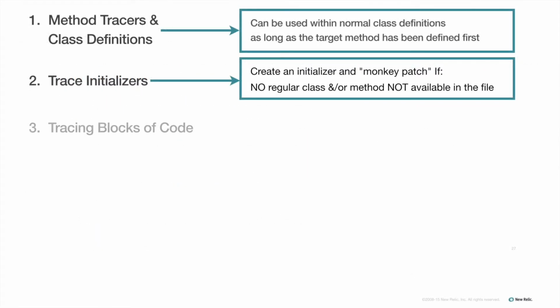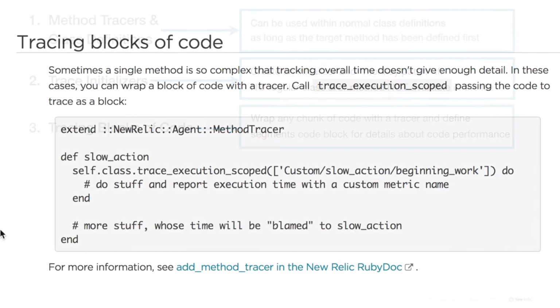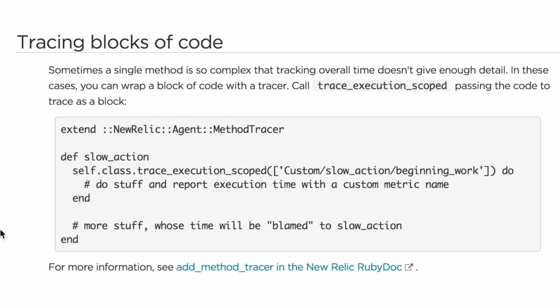You can also trace a single block of code. This custom instrumentation method allows you to wrap any chunk of code you wish with a tracer, and once wrapped, it can be broken into smaller pieces to get as detailed and specific about code performance as you wish. To do this, call trace_execution_scoped and pass the code you want traced as a block. This method is really handy when a single method is so complex that tracking overall time doesn't give enough detail, or there isn't a specific method to be traced.